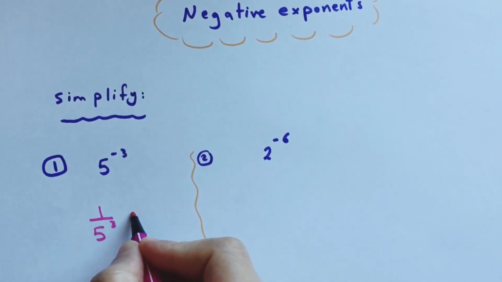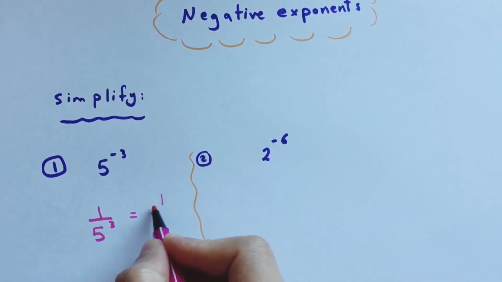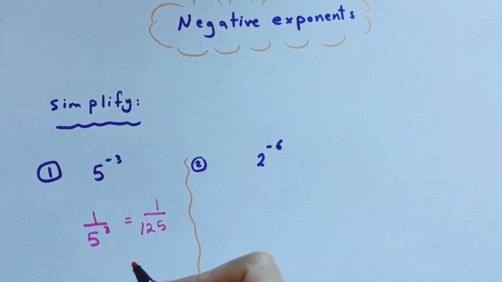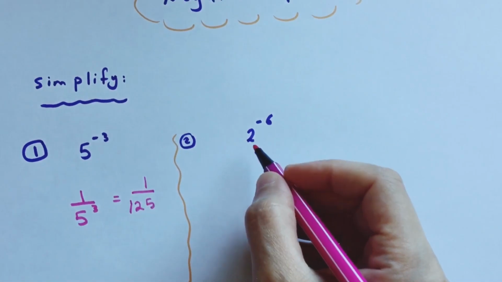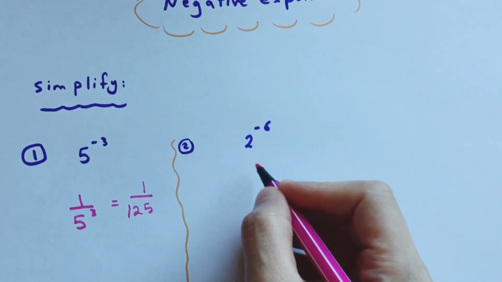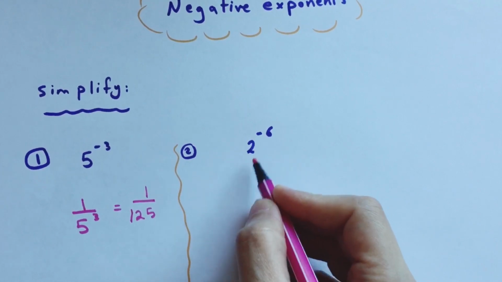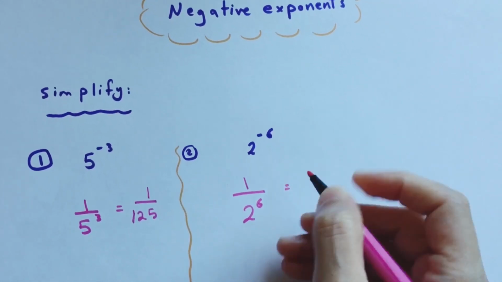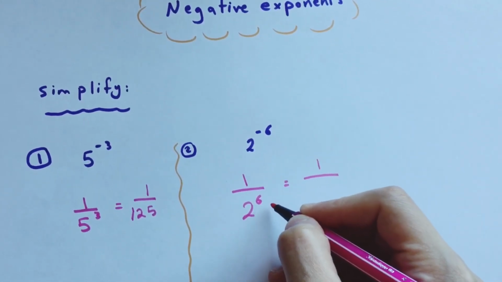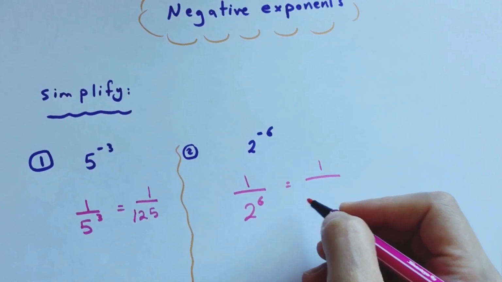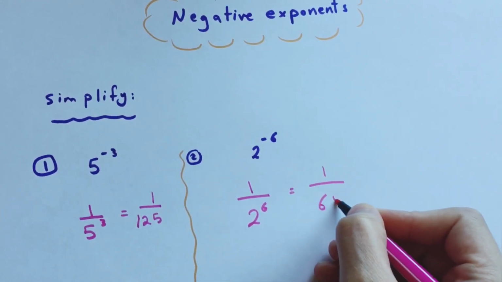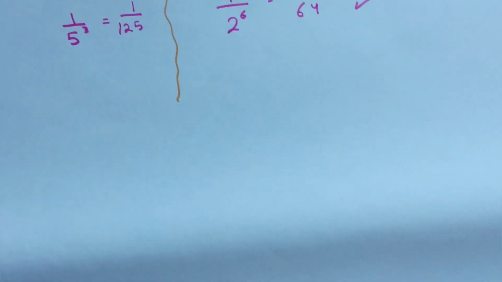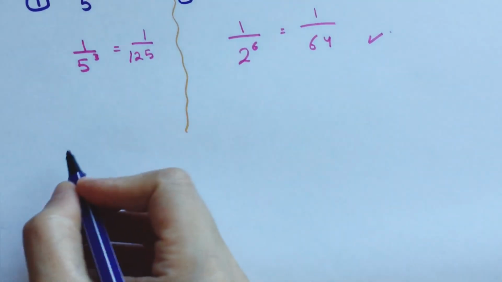So now 1 over 5 to the power 3 will be 1 over 125, because 5 times 5 times 5 will be 125. Another question is 2 to the power of negative 6. The same thing, I'm going to take the number down to the denominator. It will be 2 to the power of 6. So it will be 1 over 2 times 2 times 2 times 2 times 2 times 2, it will be 64. That's it. So let's see another question, which is question 3.